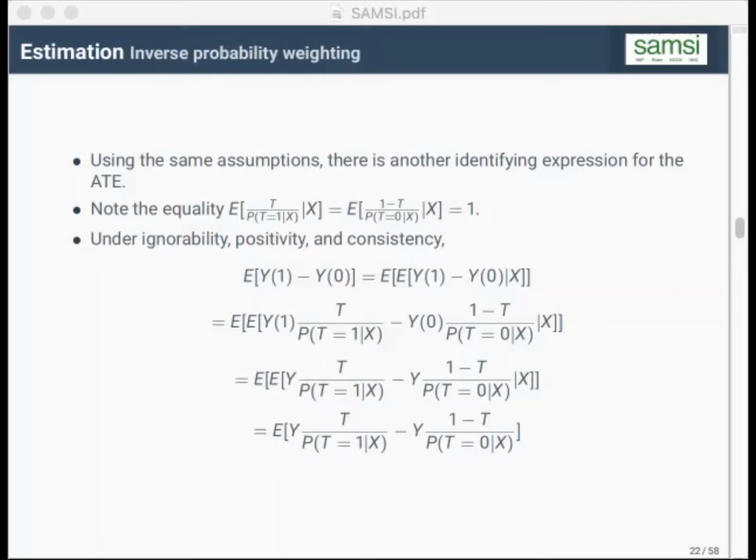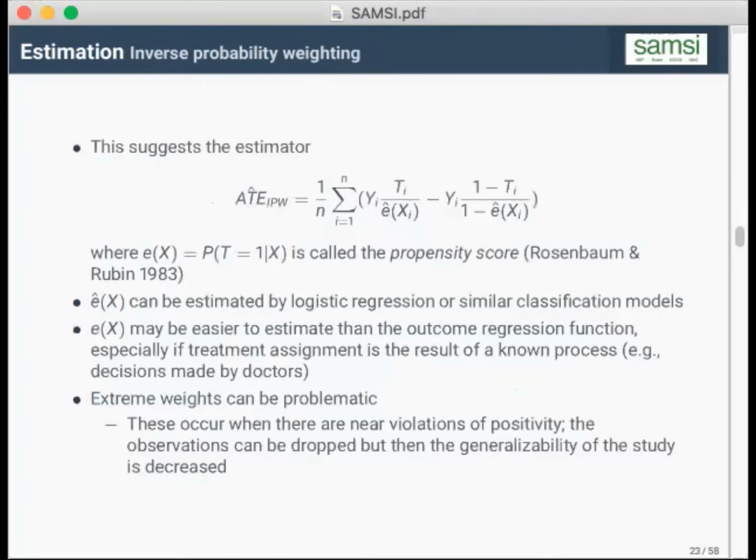Now, by consistency, I can replace the potential outcomes or counterfactuals with the observed outcome Y. And I can do that because I'm multiplying Y by the indicator that treatment is 1 or the indicator that treatment is 0. So I'm not losing the fact that that first Y refers to the potential outcome Y1 and the second one refers to the potential outcome Y0. And now I can drop the inner conditional expectation again by iterated expectation. This functional of the observed data suggests an alternative estimator for the ATE.